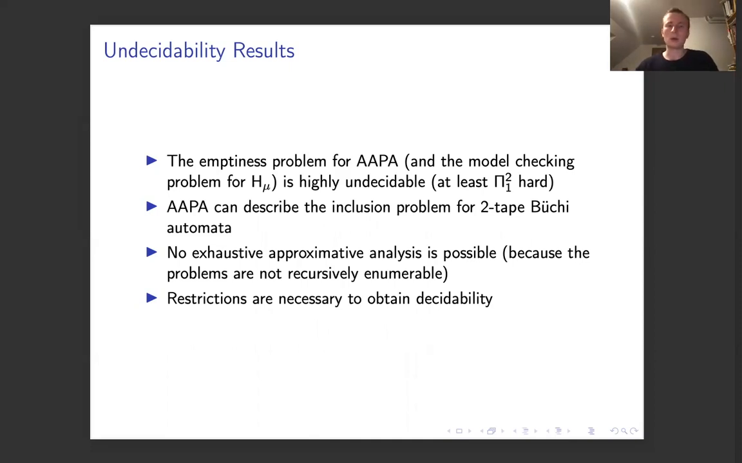And now, what are the implications of these undecidability results? Basically, both problems are not recursively enumerable since they are not arithmetic, so we cannot have any exhaustive approximative analyses. And what this means is that we need restrictions that yield us decidability.